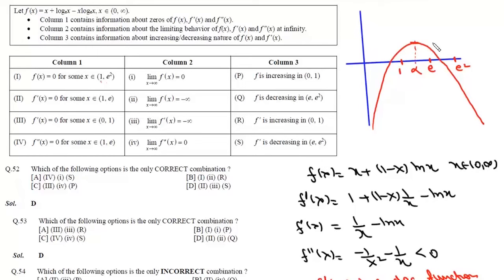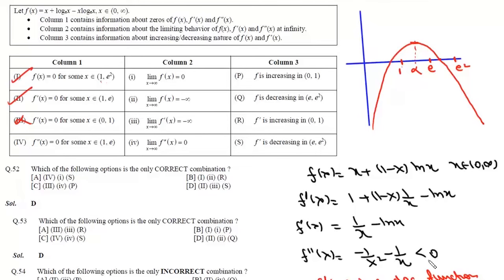Now we'll start evaluating these statements. Now f(x) is 0 for some x between 1 and e square. Now between 1 and e square there is this one root, that means statement 1 is correct. f'(x) is 0 for some x between 1 and e, this is Rolle's theorem. f'(x) is 0 for some x belongs to 0 to 1. f'(x) is not 0 because there is neither maxima nor minima between 0 and 1.